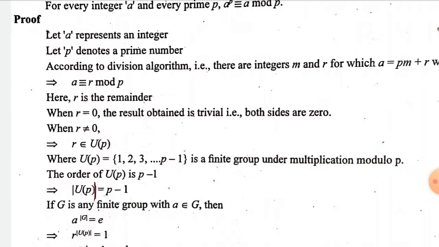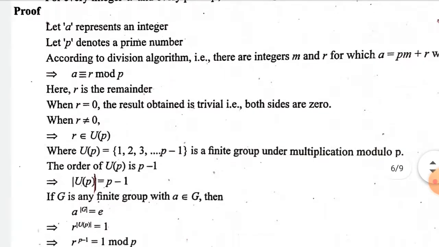If r equals 0, it is trivial; both sides will be 0. Nothing needs to be proved if the r value is 0. For that reason, we take r not equal to 0. Now take r belonging to U of p. U of p means U of n, formed by the elements 1 up to n minus 1.